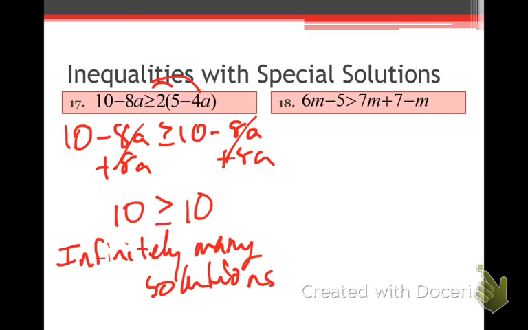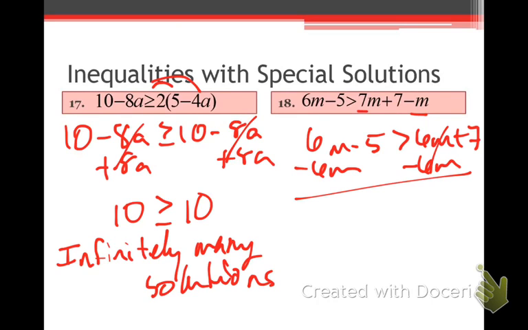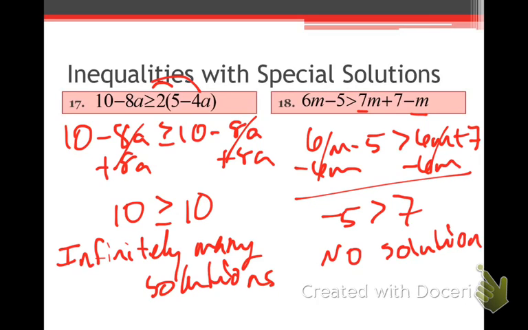Okay? Compared to number 18, right? Where you combine like terms. You get 6m minus 5 is greater than. Combine like terms here, you get 6m plus 7. Now when you subtract the 6m's, they're going to add to 0. You get negative 5 is greater than 7. Is negative 5 greater than 7? No. Is negative 5 ever going to be greater than 7? No. So no matter what you plug in for m, it's not going to be a solution. So this is no solution.